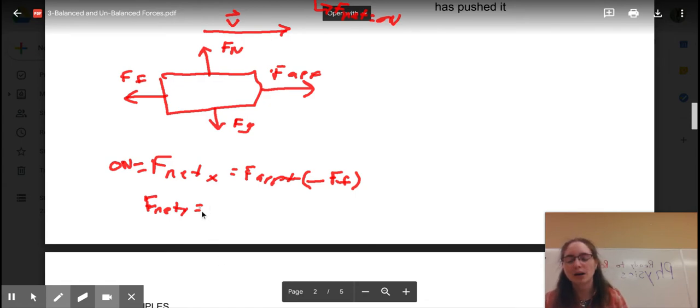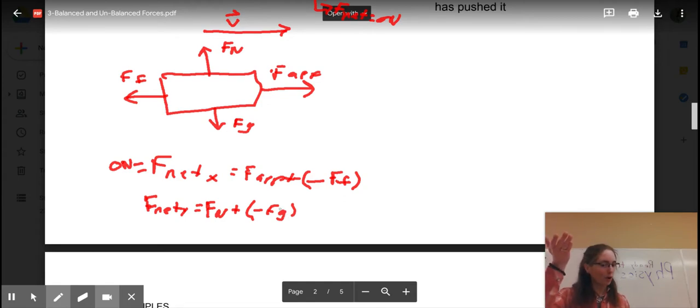So my normal force plus my negative Fg. So normal force going up, positive direction. Fnet is the sum of all vectors, the sum of all forces, and that direction for your Fg is down, therefore it's negative. All right, there, ladies and gentlemen, is our first example.